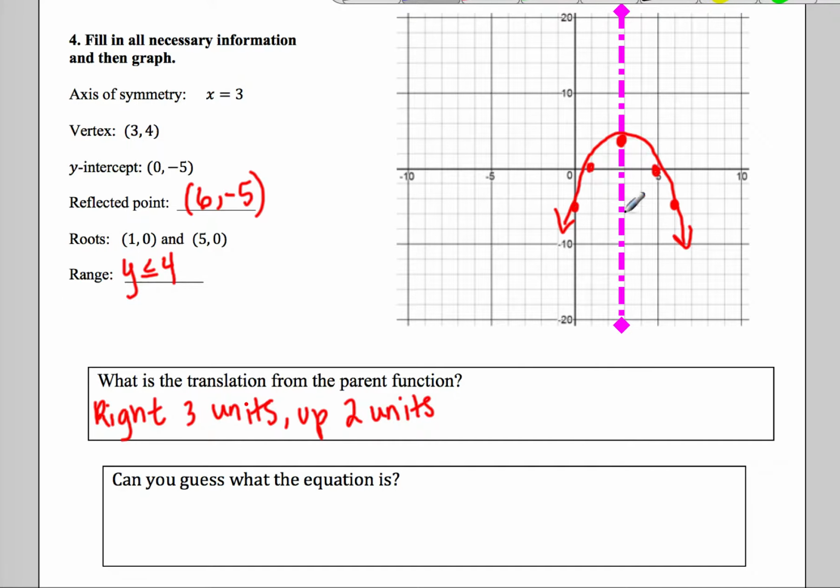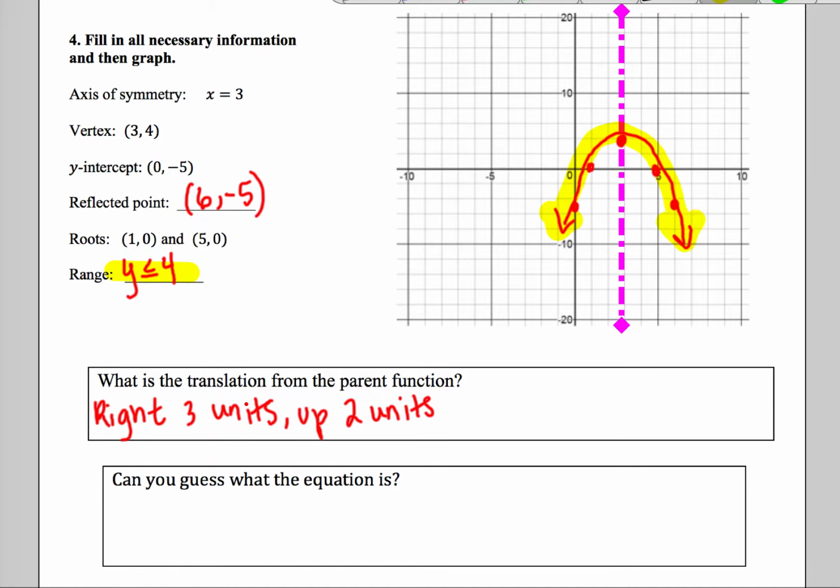Axis of symmetry here at 3, your vertex at 3, 4, your y-intercept at 0, -5, paying attention to the intervals. Reflective point here at 6, -5. Your roots being 1, 0 and 5, 0. And your range now, we haven't done this yet, but y is less than or equal to 4 because we are pointing downwards.